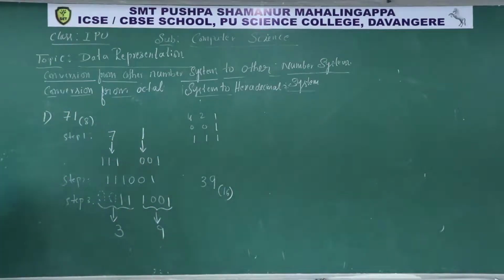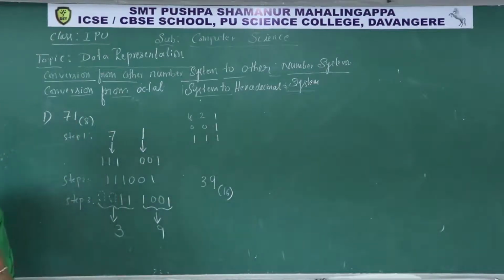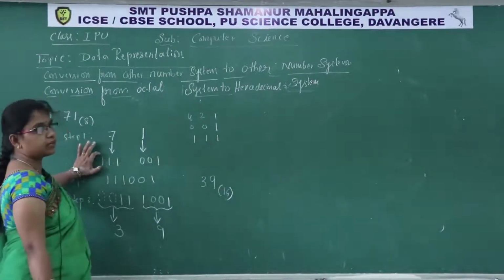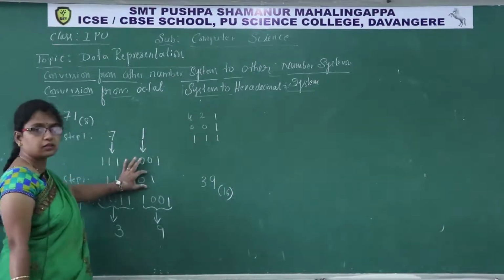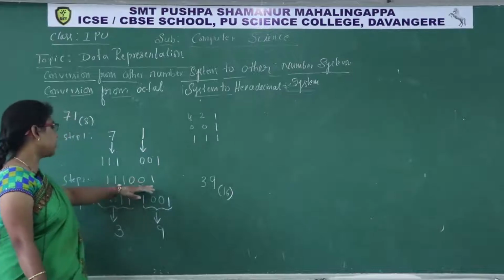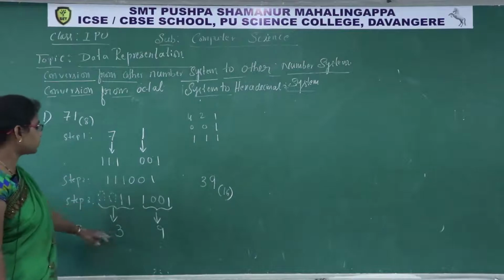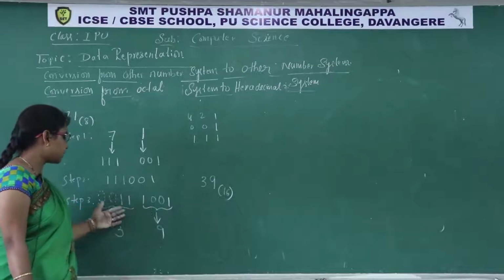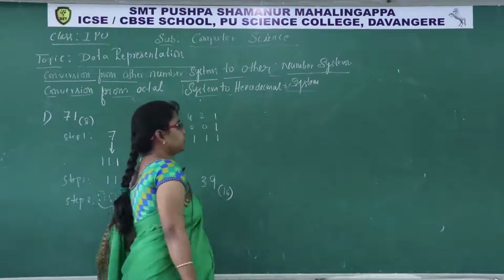So the given 71 base 8, that is an octal number. This is the equivalent hexadecimal number. So what is the method here? First we have to write the digits individually, and we have to write the 3-bit binary for each digit. Then altogether we have to write the answer. In the next step, we have to make a group of 4 bits. Then for each group of 4 bits, we have to write the decimal equivalent. That answer becomes the hexadecimal number. Next.